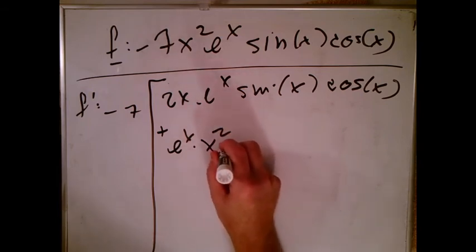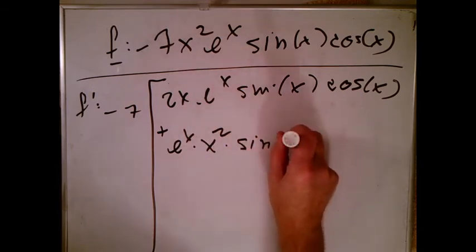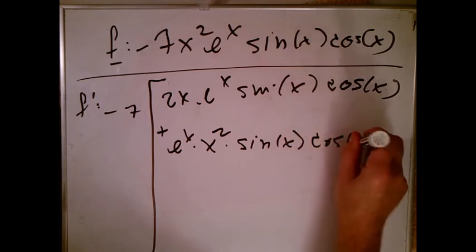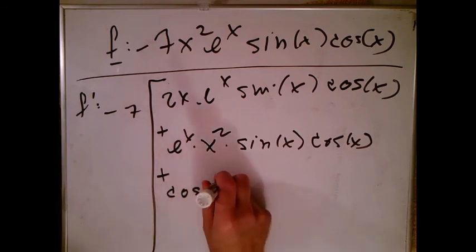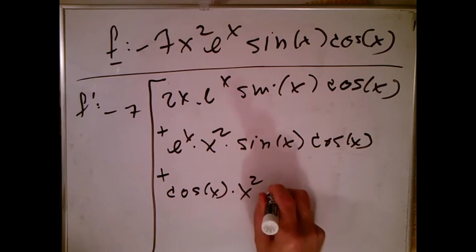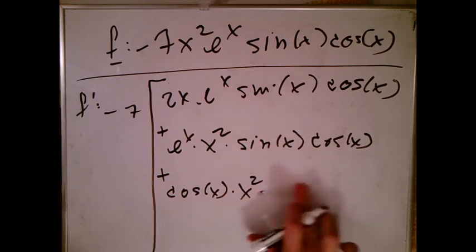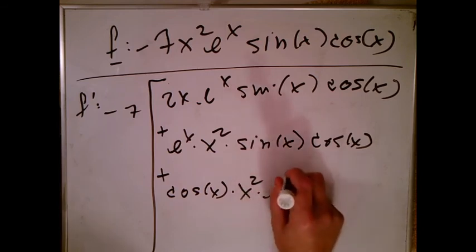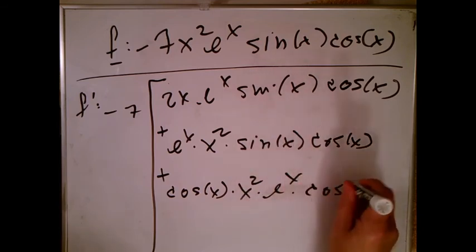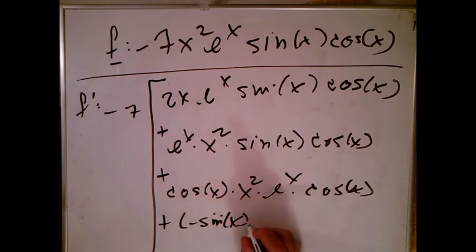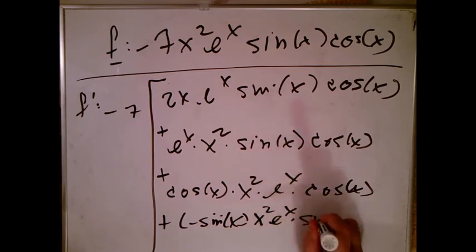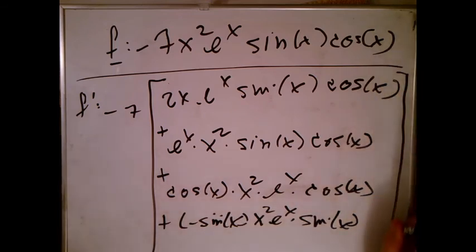so that's x squared times sine x times cosine x, plus the derivative of the third, which is cosine x, times the other 3, so it's x squared e to the x cosine x, finally, plus the derivative of the fourth, which is minus sine x times the other 3, so it's going to be x squared, and then e to the x, and then sine x like that, and a big bracket like that.